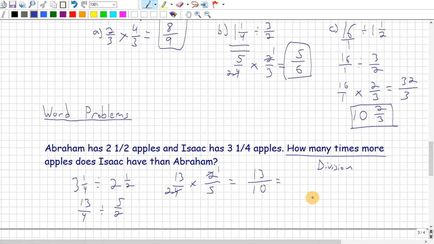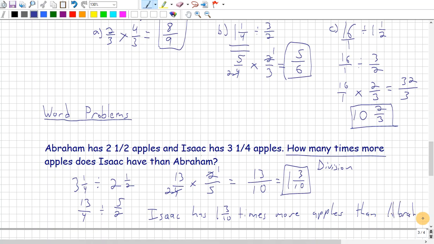Well, it's an improper fraction. So I could change that to 1 and 3/10. But I can't reduce it is what I was trying to say. So you would say that Isaac has 1 3/10 times more apples than Abraham. Okay, so a simple division question, having to change both mixed numbers into improper fractions first.